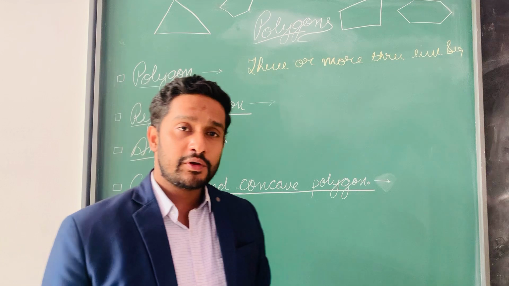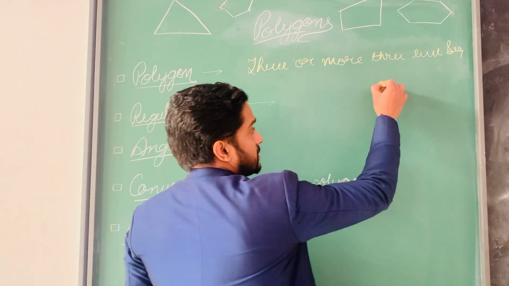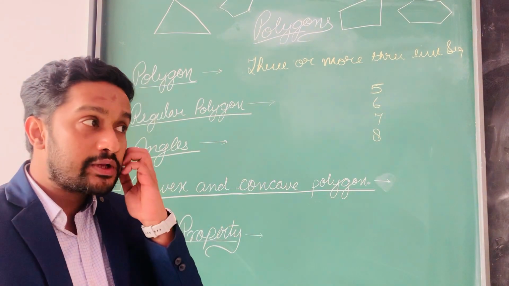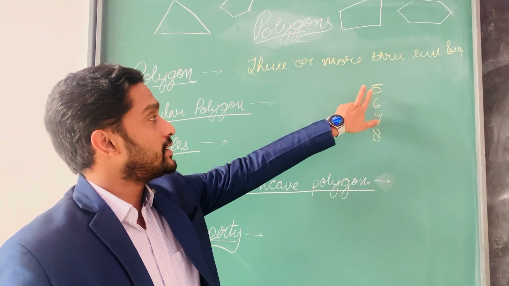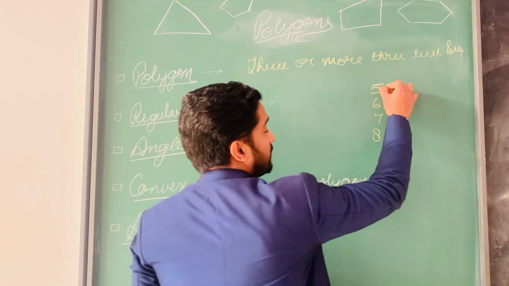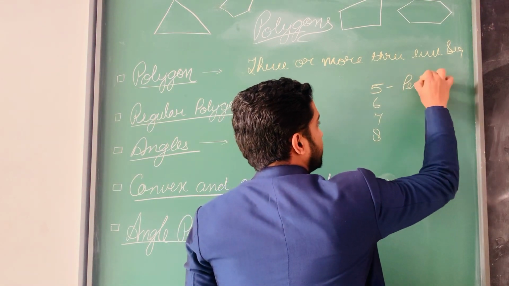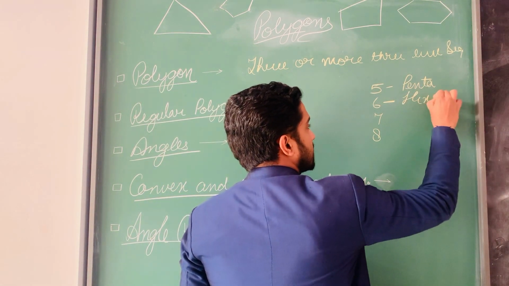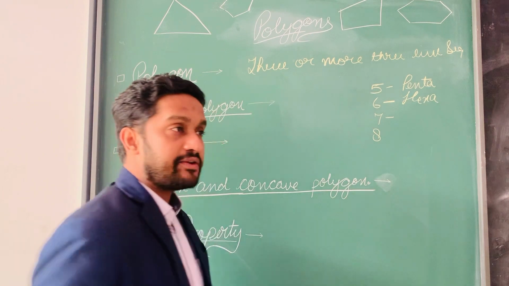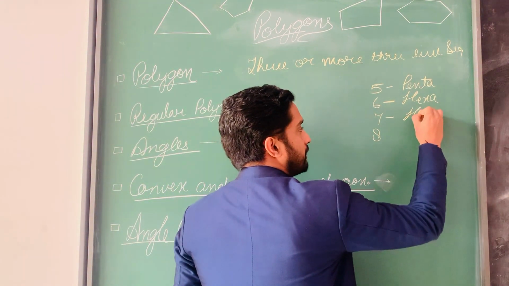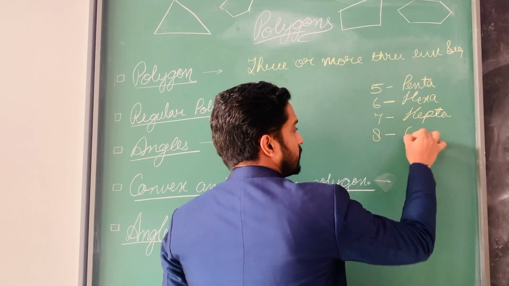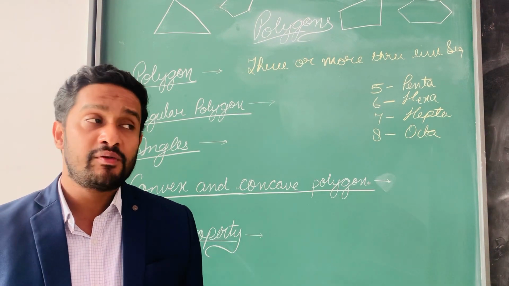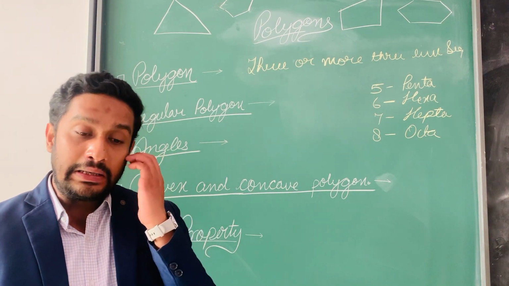Some special names are also given to polygons. If a polygon has 5 sides, 6 sides, 7 sides or 8 sides, some special name is given to it. If the number of sides is 5, its name will be pentagon. If 6 sides, it is known as hexagon. If 7 sides, heptagon, and 8 sides is known as octagon. Same like 9 sides is known as nonagon, and 10 sides is known as decagon.